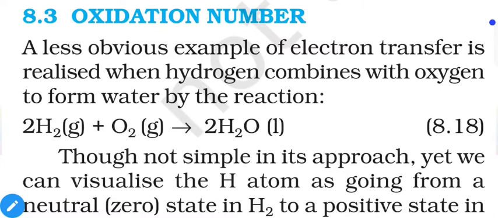Now in this case, if we compare this molecule with NaCl, then in NaCl we know that we have a positive ion of sodium and a negative ion of chlorine. But what about H2O?